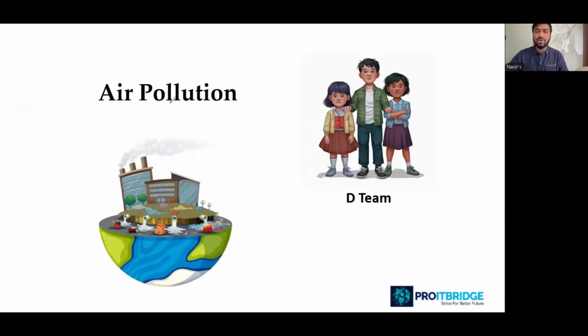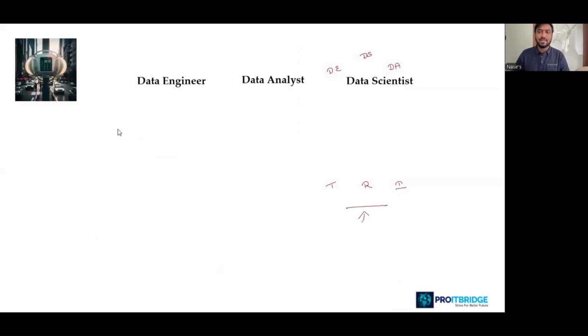Now, to deal with this air pollution problem, I'm going to invite the team. The team consists of a data engineer, a data scientist, and a data analyst. So let us say Tanya is the data engineer, Rajesh is the data scientist, and Aisha is the data analyst. All right. So let's see what the roles and responsibilities are to tackle this air pollution problem.